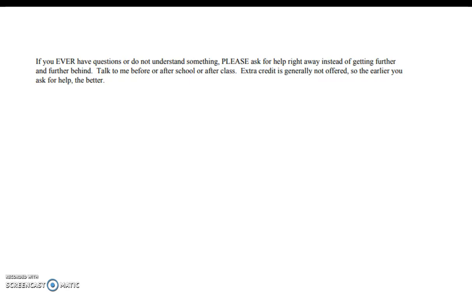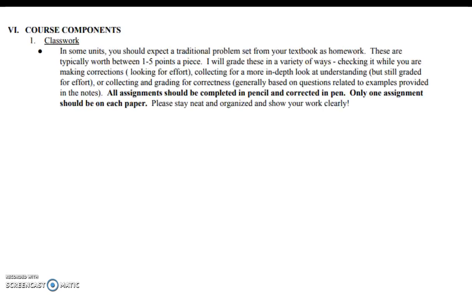Find me when it's convenient for you. So I'm usually around before or after school. You can stop by right after class if you want to just quick touch base, set up a time to meet. I'll meet during lunch if our study halls match up. I'm pretty open to any of those things, but just make sure that you are asking for help. Extra credit's generally not something that's offered, so the sooner we get things figured out, the better we're all going to feel. I just want to encourage you to come and ask for help.